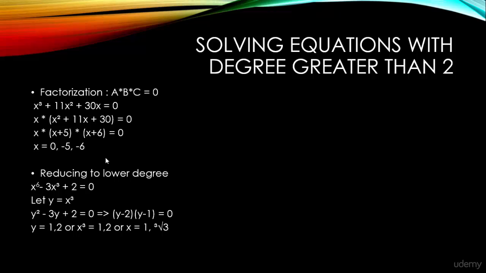Reducing to lower degree. This is useful sometimes when it is easy to see that a simple variable substitution can reduce the degree. So for example, we have x power 6 minus 3x cube plus 2 is equal to 0. Here, let y is equal to x cube. y square minus 3y plus 2 is equal to 0, which gives y minus 2 into y minus 1 is equal to 0. So the solution is y is equal to 1 comma 2, or x cube is equal to 1 comma 2, or x is equal to 1 comma cube root of 2.